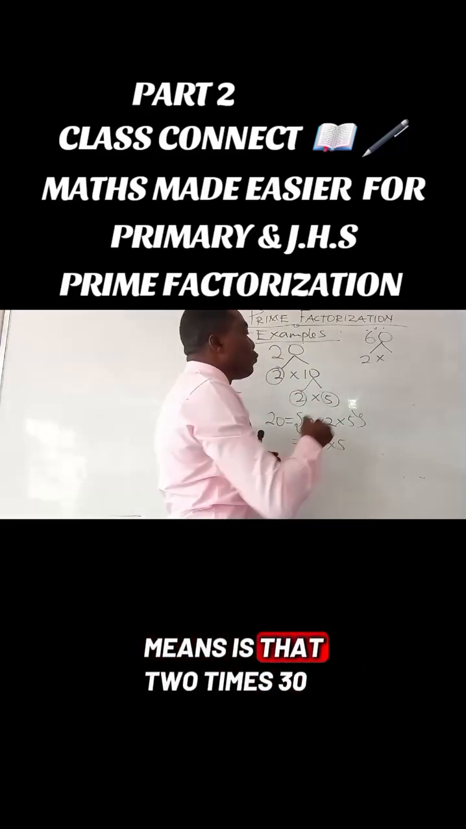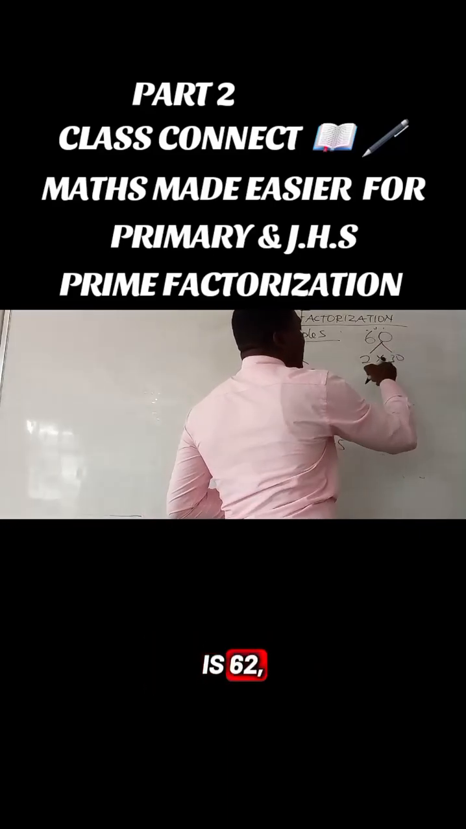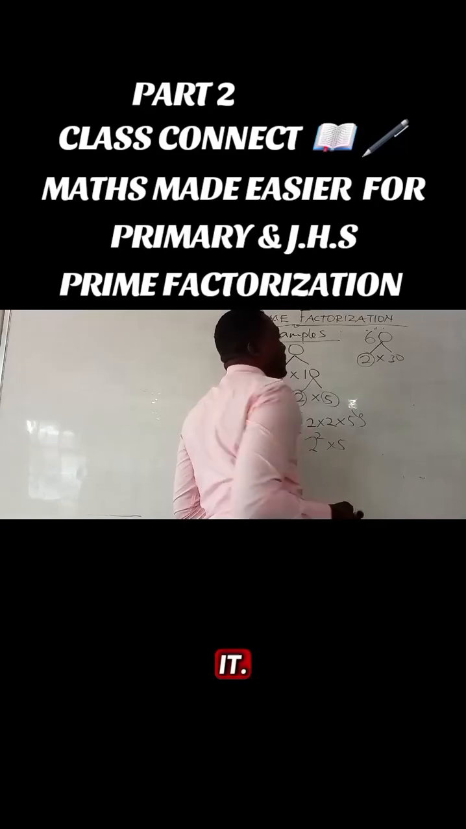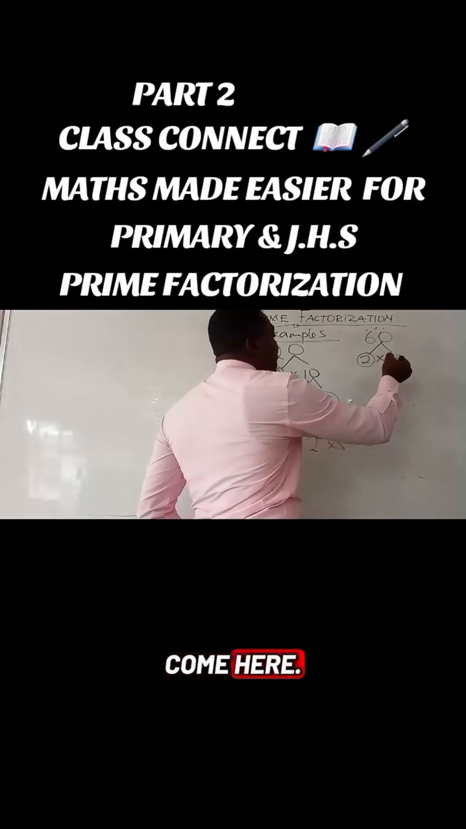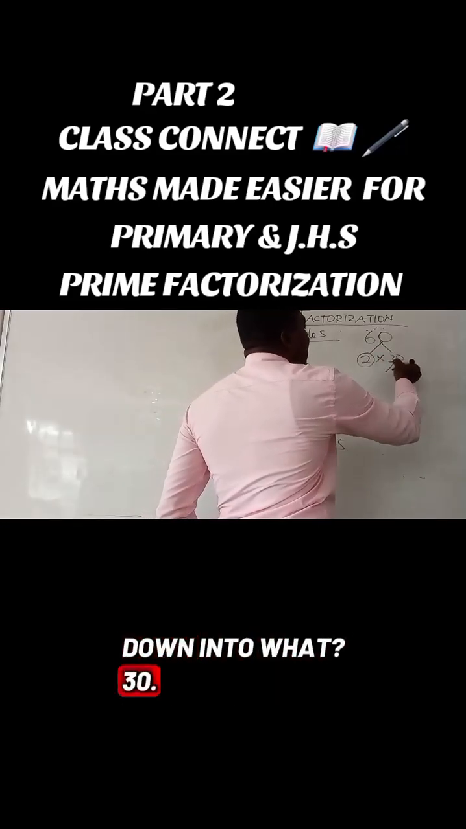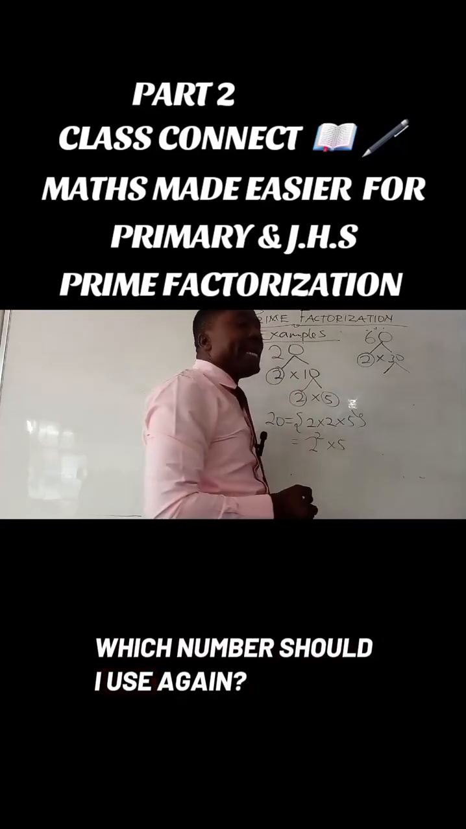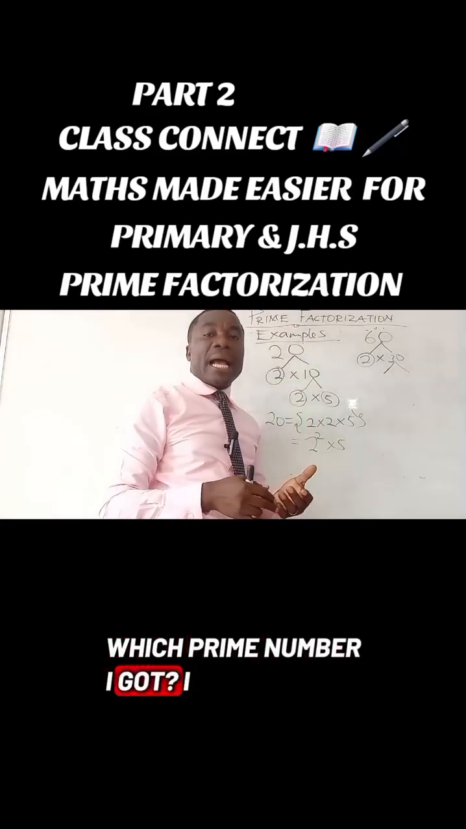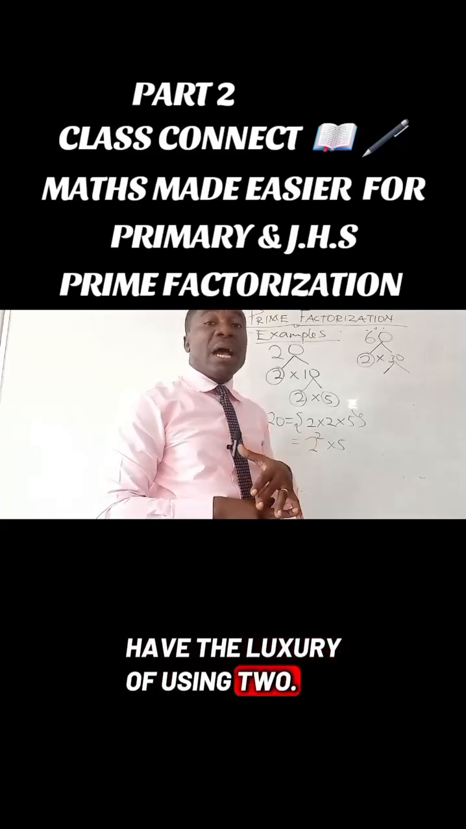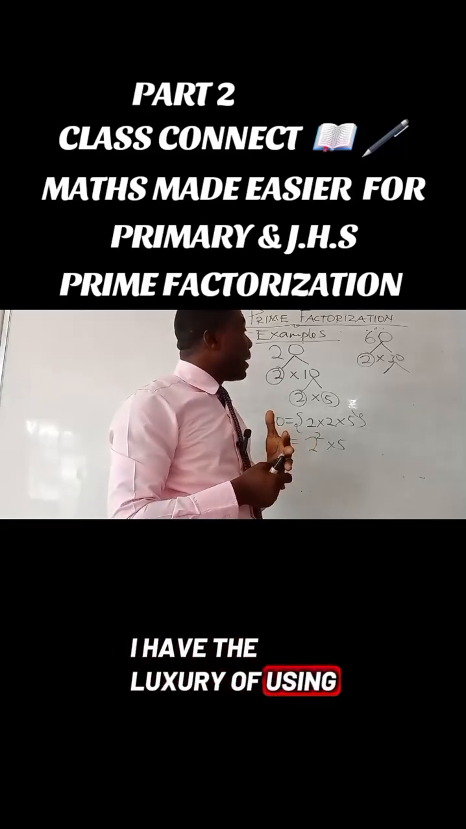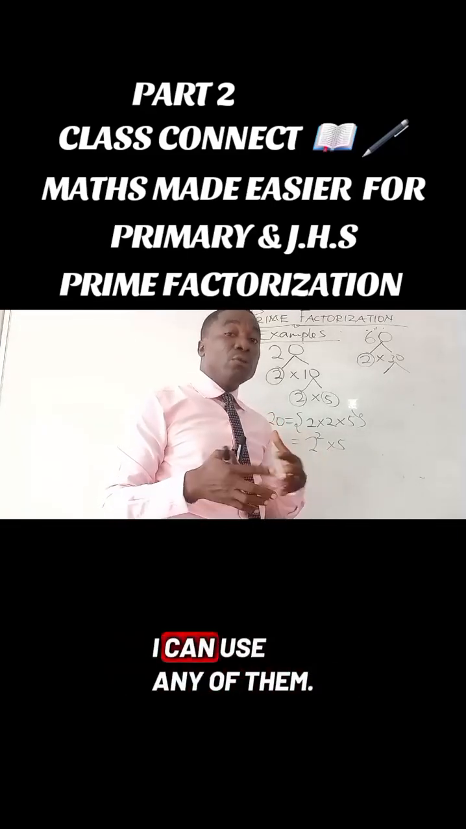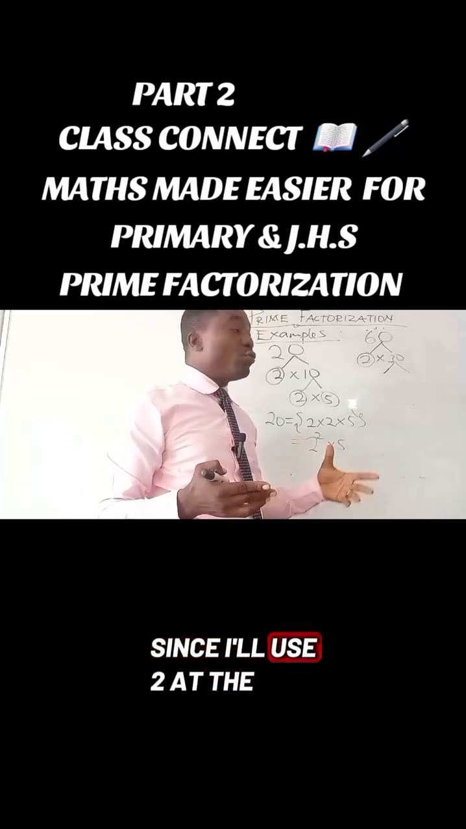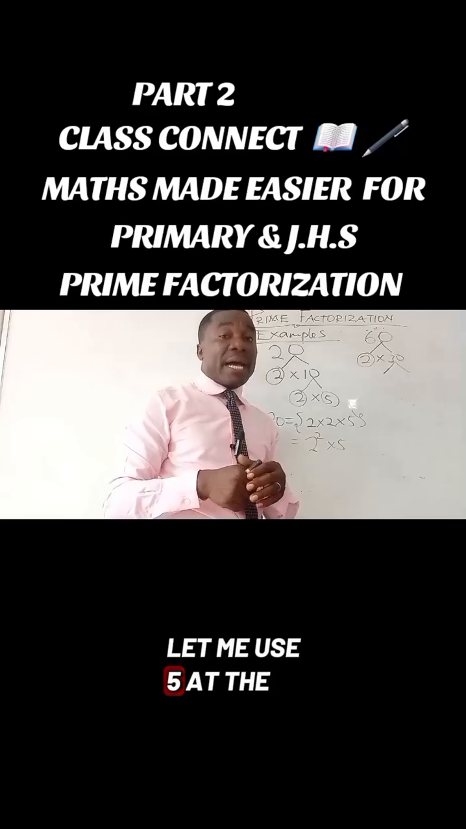What that means is that 2 times 30 is 60. 2 is a prime number. I've circled it neatly. Then I come here. Now, the number I'll break down is 30. Which prime number should I use again? I have the luxury of using 2 or 5. These are the 2 prime numbers. I can use any of them. Since I used 2 at the first one, let me use 5 at the second one.